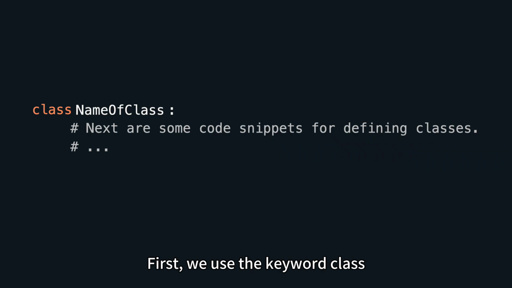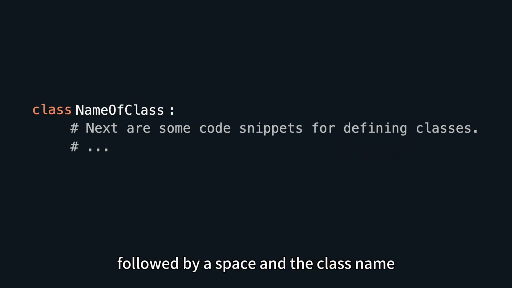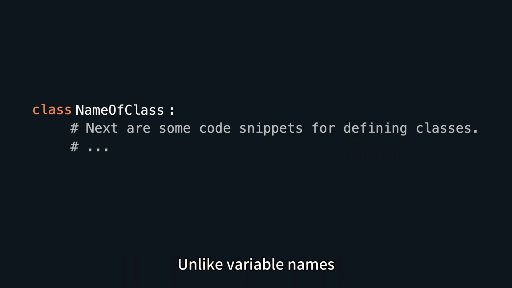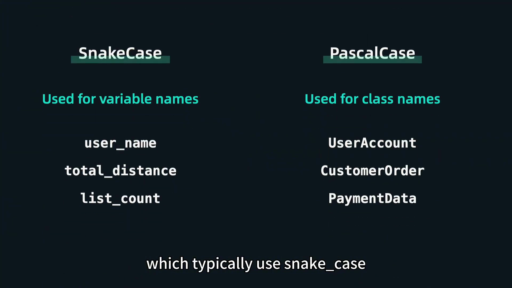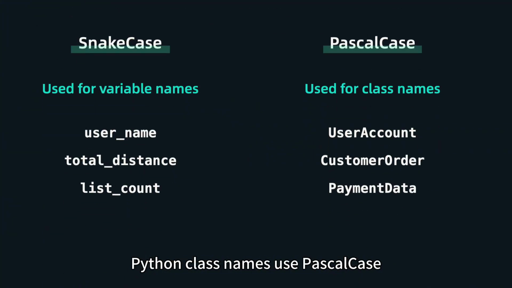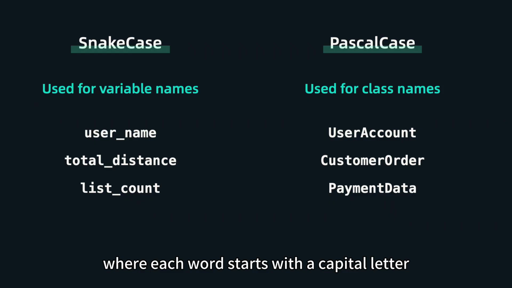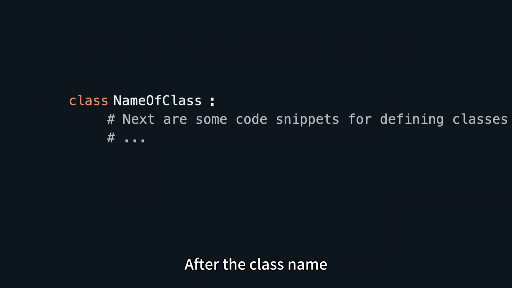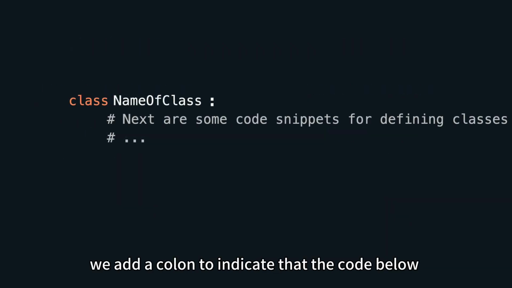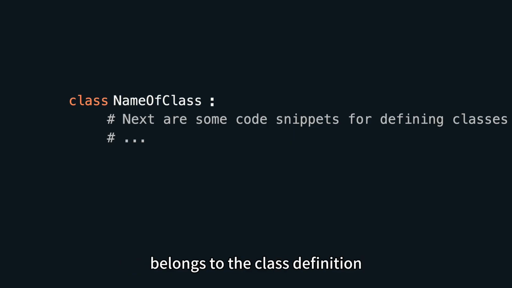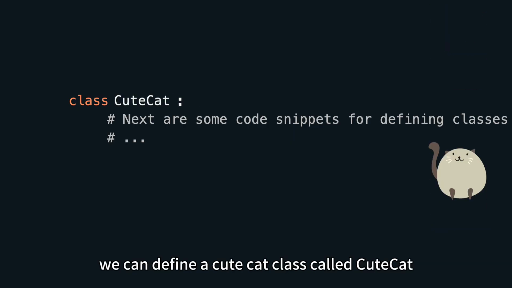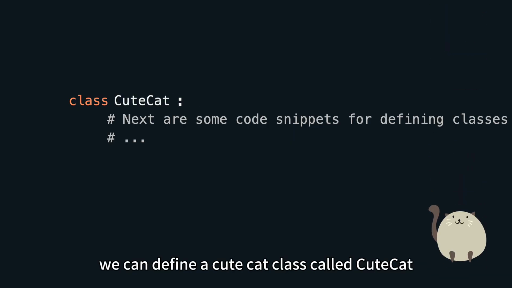First, we use the keyword class, followed by a space, and the class name. Unlike variable names, which typically use snake case, Python class names use Pascal case, where each word starts with a capital letter. After the class name, we add a colon to indicate that the code below belongs to the class definition. As an example, we can define a class called CuteCat.